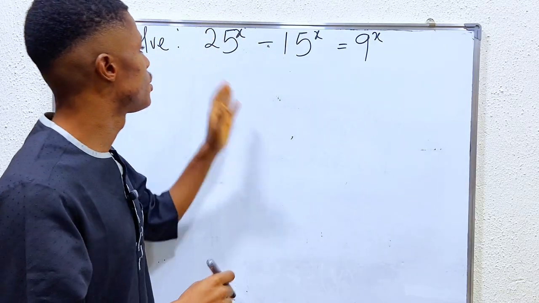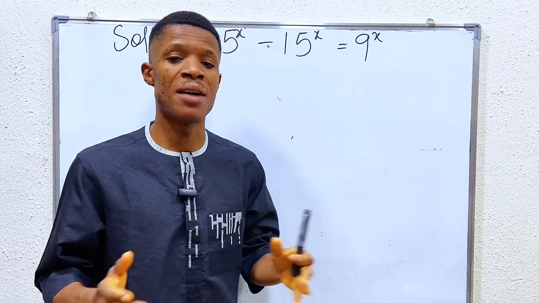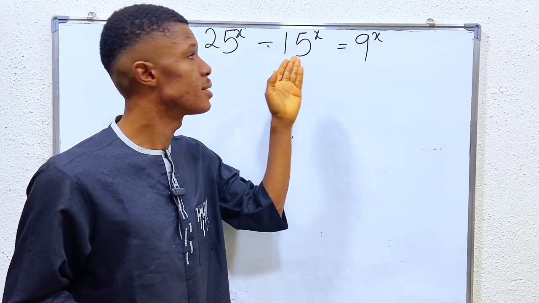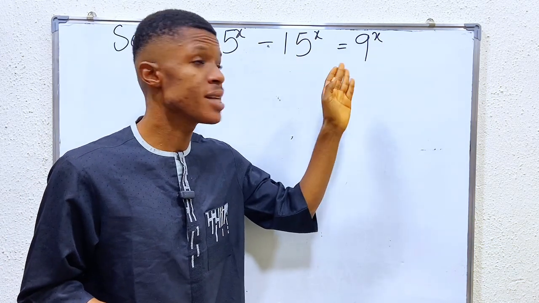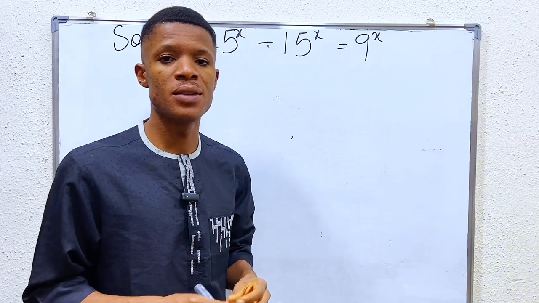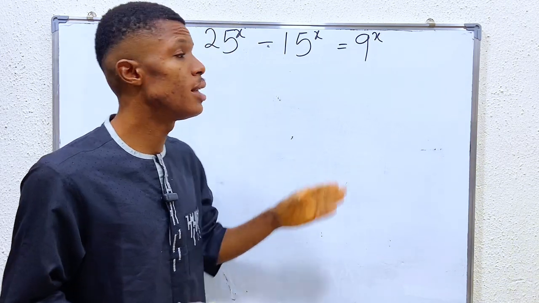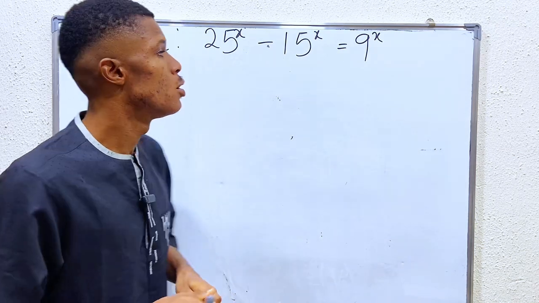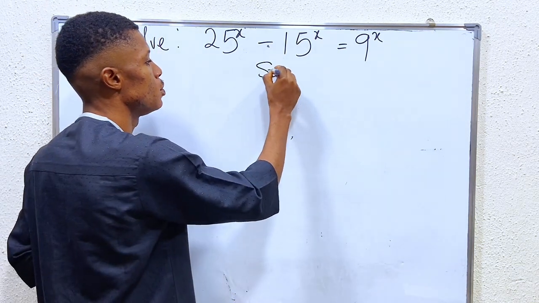Can you solve this Olympiad maths question we have on the board? We are told to solve 25 to the power of x minus 15 to the power of x is equal to 9 to the power of x. For us to solve this simply means that we should find a value that will make the left-hand side and the right-hand side the same. So first things first, we have the solution.